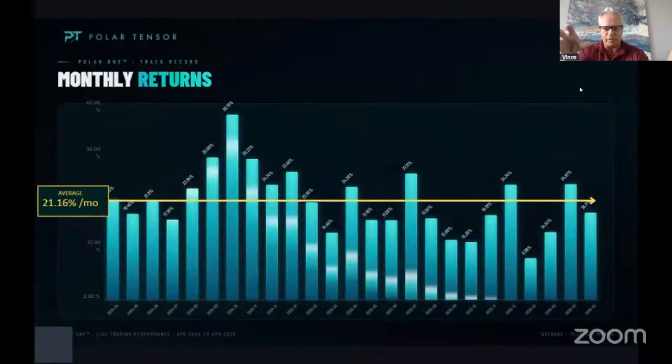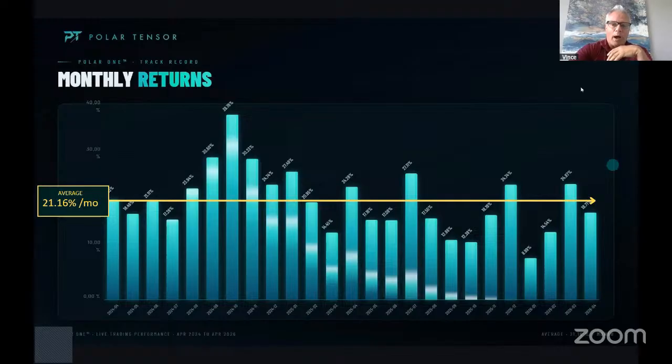I saw the numbers. I'm a numbers guy. Most of us are. Every time I've gotten my bills in life, they had numbers attached to them, right? So these are the historical returns of this Polar Tensor program. Okay, so it's just over 20% per month. And these are the documented returns over the last 24, 26 months actually.